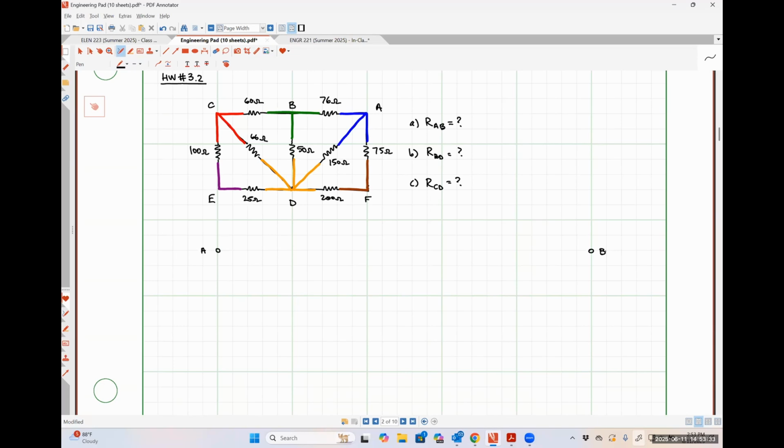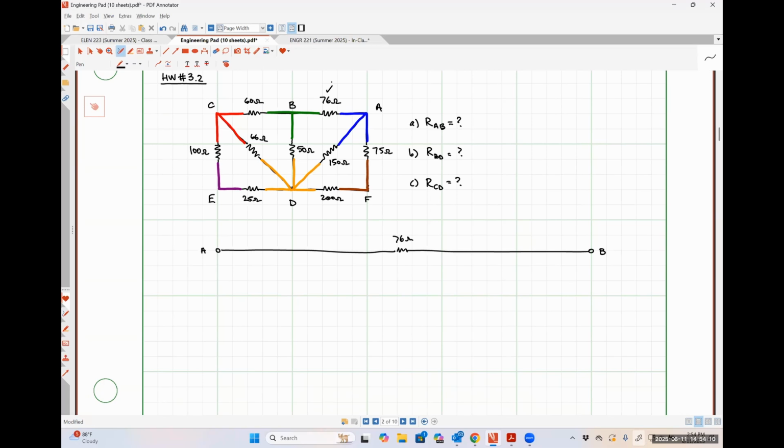So for me right here, the easiest way to get from A to B is directly through that 76 ohm resistor. So I'm going to put the 76 ohm resistor here in the middle, and that is one path that I can take to go from A to B. And I'm going to put a little check mark above the 76 ohm resistor to remind myself that I've already taken that one into account, and so it shouldn't show up again. Okay?